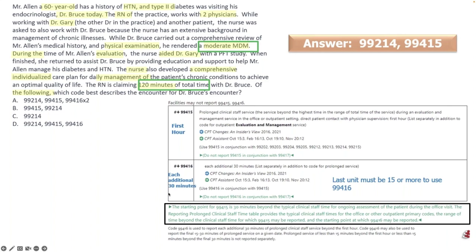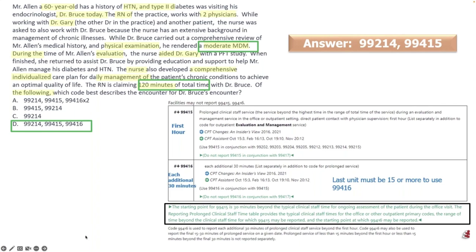So the answer is 99214 and 99416. And the answer is D. And you know what? Sorry about that. It doesn't say that. Hmm. I wanted to say it. Come on. I want the correct answer up here. All right, I'm gonna go back.